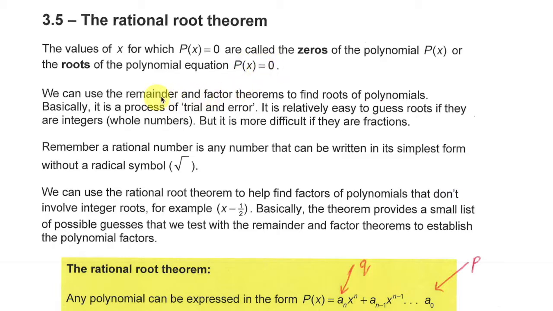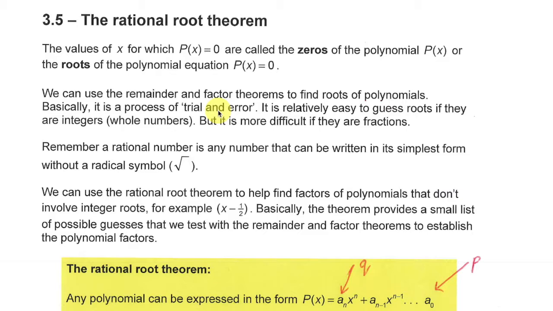We can make use of the remainder and factor theorems to find the roots of polynomials. And what it's really about is just using a process of trial and error. We substitute different numbers into the polynomial and see which one produces a 0. Therefore, we've established a root from which we can identify what the linear factor of that polynomial is. The basis of this is that it's trial and error.